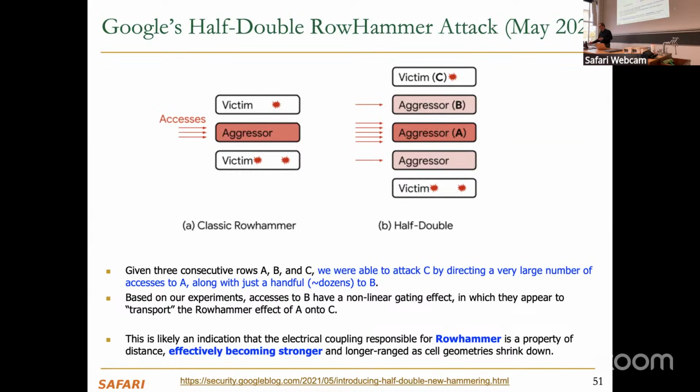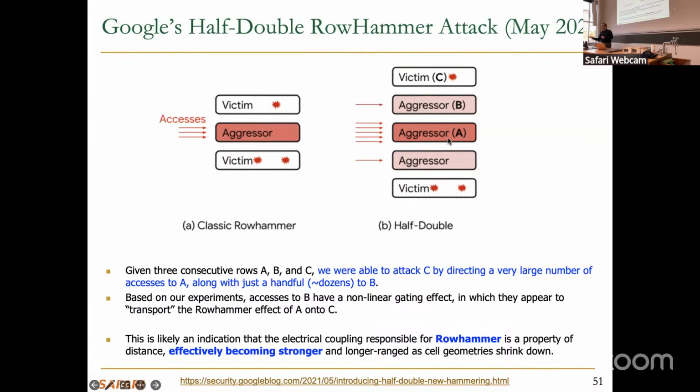So if you were looking at only this access pattern, you would configure your RowHammer defense such that you basically assume an HC first that's large. But now, even though this HC first may be somewhat large, smaller than this one actually, you can actually get a bit flip.